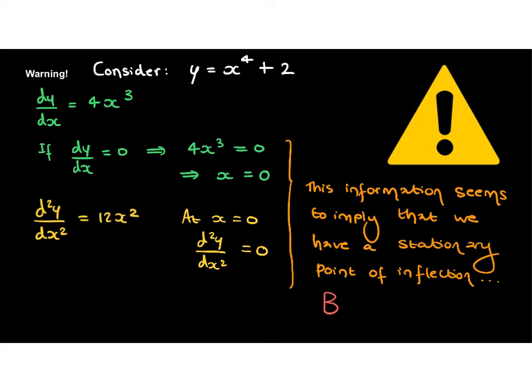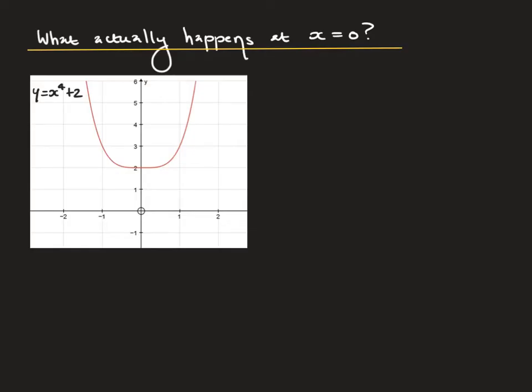But this is not exactly what it seems to be. And we're going to sketch the curve to see what really happens at x equals 0. So here is a sketch of y equals x to the 4 plus 2. And I want you to look at the point where x is equal to 0, because this is not a stationary point of inflection. It is not any kind of point of inflection. This is a minimum point, and it's very apparent from the graph that this is a minimum point. So it is not a stationary point of inflection.